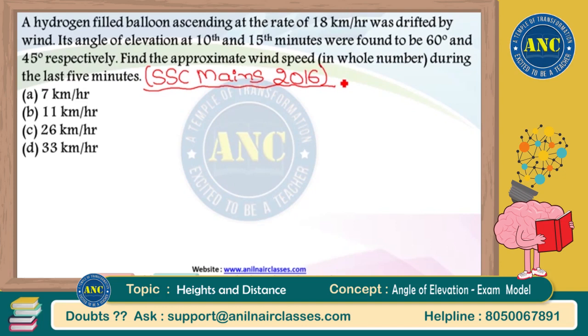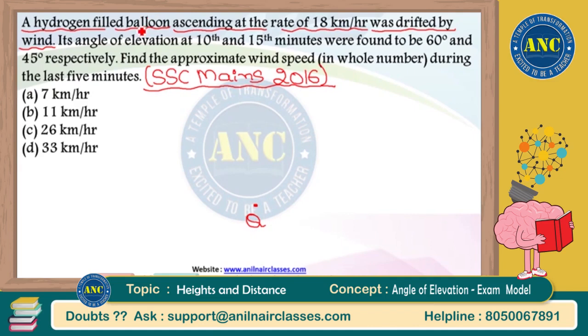Please pay complete attention in understanding this question. Now see here, sir. Your question is: a hydrogen filled balloon ascending at the rate of 18 kilometers per hour was drifted by wind. That means there is a base here, some point on the level ground here. I will call that point Q.